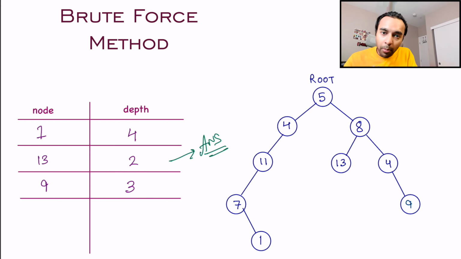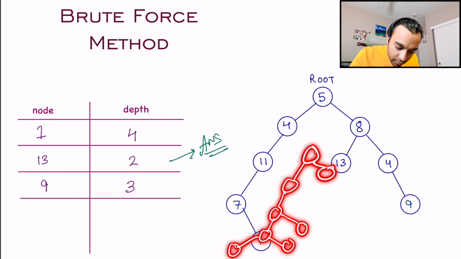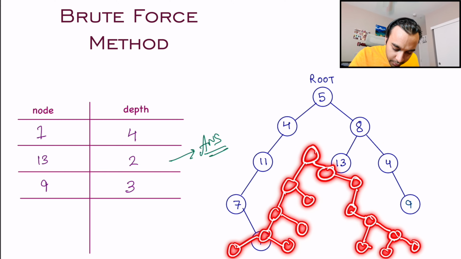But do you see the problem with this approach? The only problem with this approach is, what if you have so many leaf nodes? What if you have a big tree and there are multiple leaf nodes scattered at the bottom? Let us say you have a tree like this. In such a scenario, what will you do?